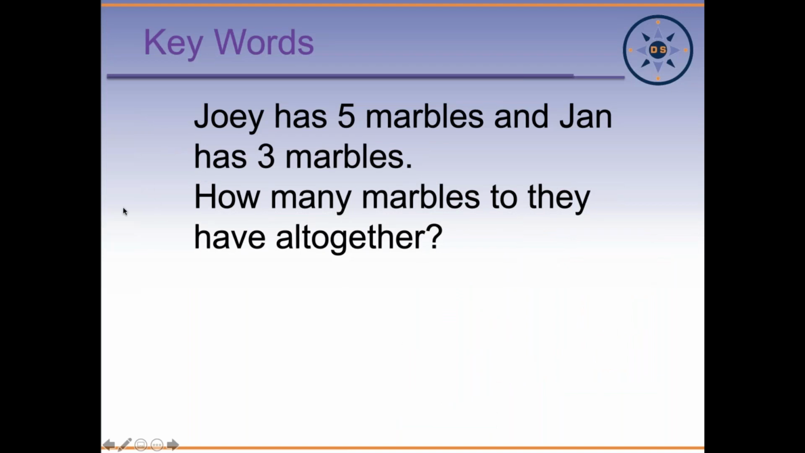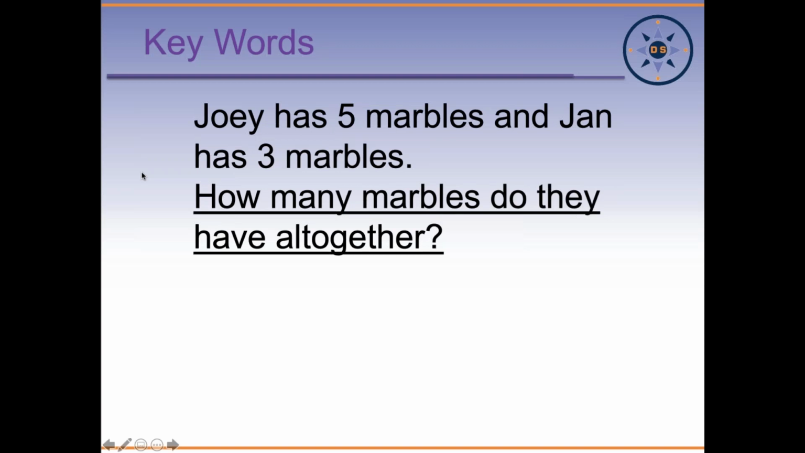And the way it works is you say, okay, I'm going to underline the question, and then I'm going to look for the numbers. There they are. I'm going to highlight the numbers somehow. And then I'm going to look for the keyword. In this case, it's all together. So Joey has 5 marbles. Jan has 3 marbles. How many do they have all together? The equation is 5 plus 3 equals 8. Okay, that makes sense. So it works there.